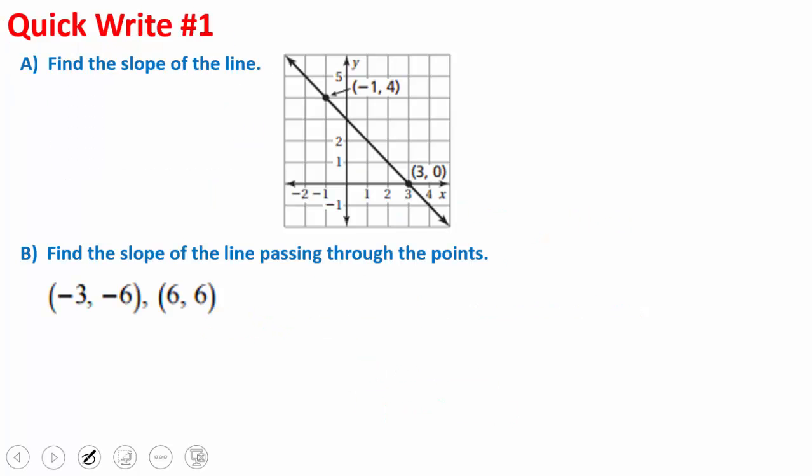So ladies and gentlemen, we're done with this one. I know I spent a little bit of time, but it's good review. Here it is. Make sure you pause it so you can write these down and find the slope of the line from the graph and find the slope from the 2 points listed. Then take a quick break and come back for video number 2.